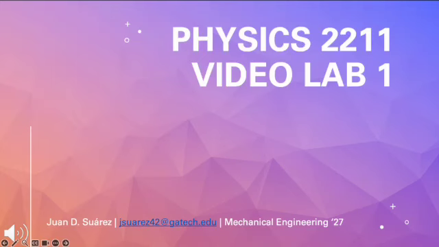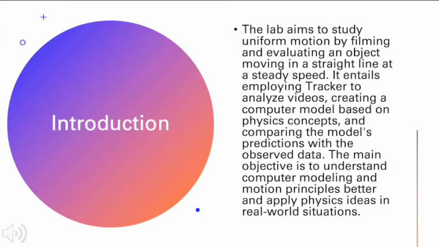I'm Suarez, and this is Video Lab 1 for Physics 2211. This lab aims to study uniform motion by filming and evaluating an object moving in a straight line at a steady speed. The main objective or purpose of this lab is to understand computer modeling and motion principles and understand how the second law of motion applies to physics ideas in real-world situations.